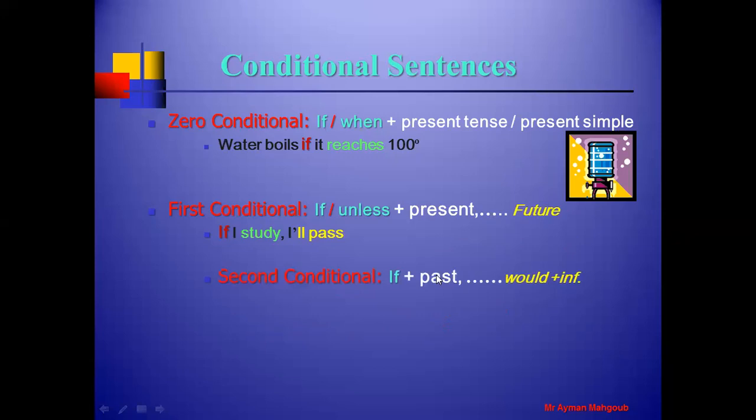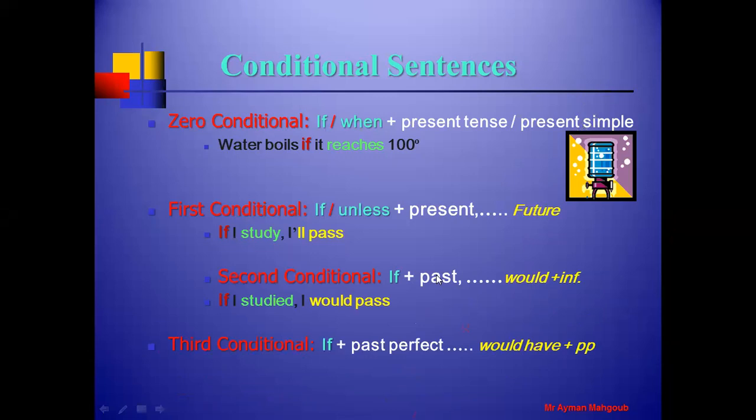The second conditional, if plus past simple, and the main clause will be would plus infinitive. For example, if I studied, I would pass, or I would pass the exam if I studied, or unless I studied, I would not pass the exam. The third conditional, if past perfect, which is had plus past participle, and the main clause or the result will be would have plus past participle. This is a general idea about the forms, and now we'll talk about them in detail.